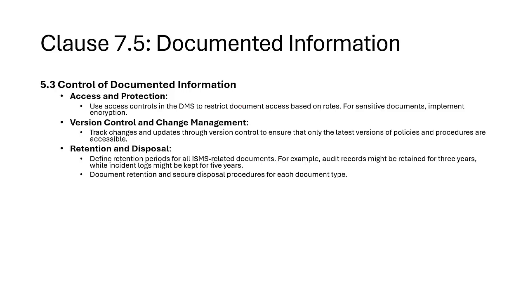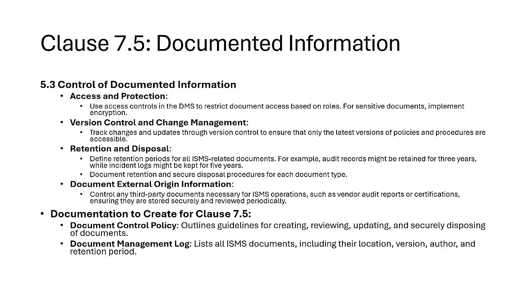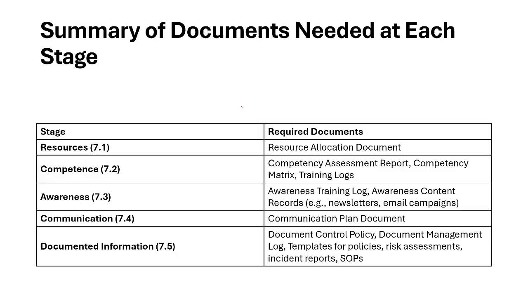Incident logs might be kept for 5 years, because it was my requirement. And then, while creating this document control policy and log, you are actually achieving the 7.5 clause. Okay, so in summary, what you need in clause 7 is a resource allocation document, competency assessment report, training matrix logs, awareness training logs, communication plan document, and more important, documented information 7.5. Okay, so this is how we do that.